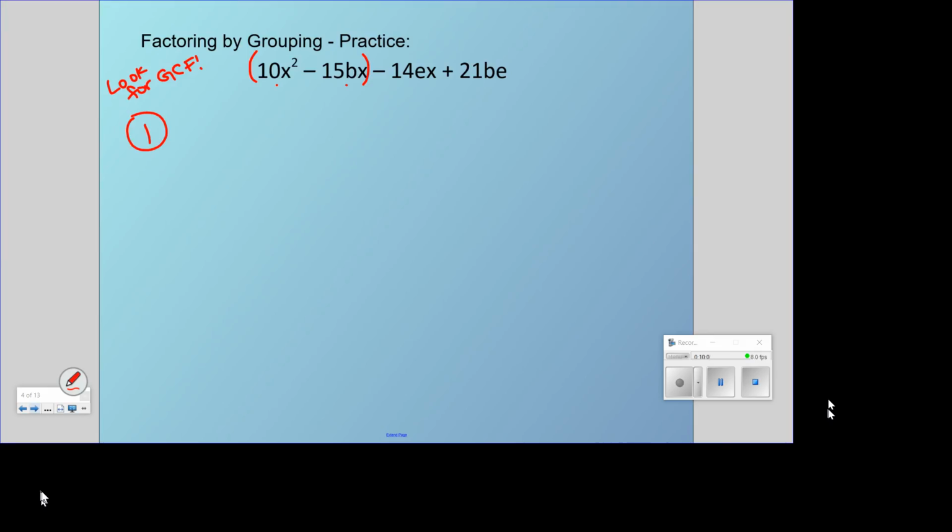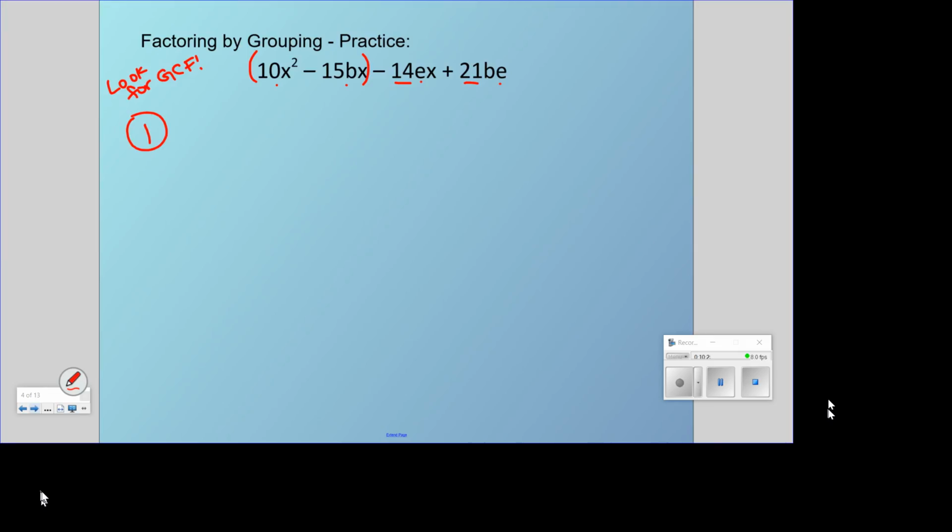14ex and 21be share terms of e and 7. So those can be grouped together. So there's nothing I need to rearrange to match any of the pairs up. The first two have a factor they share, and the last two have a factor they share. So we're going to group them together.